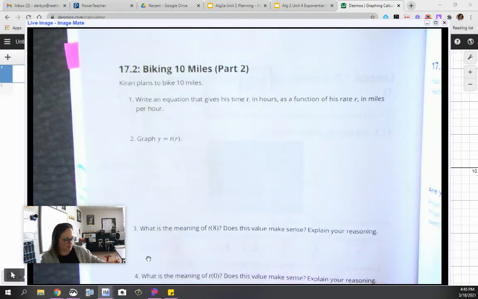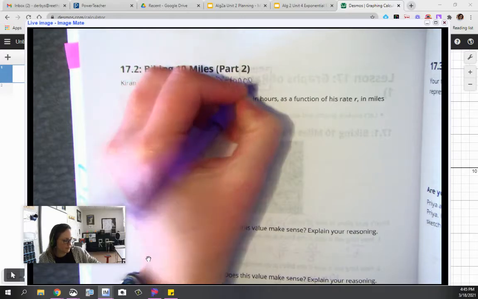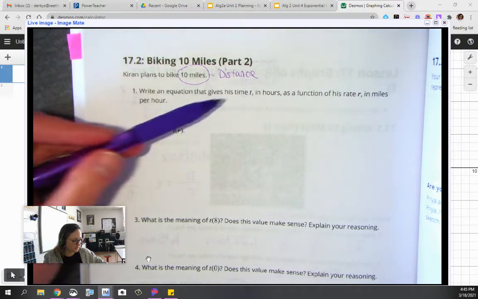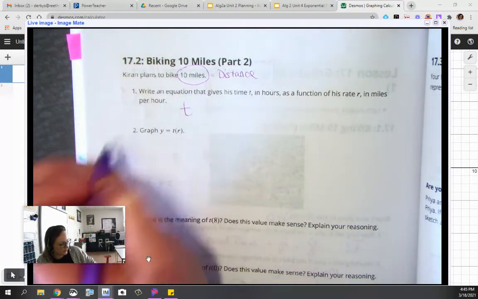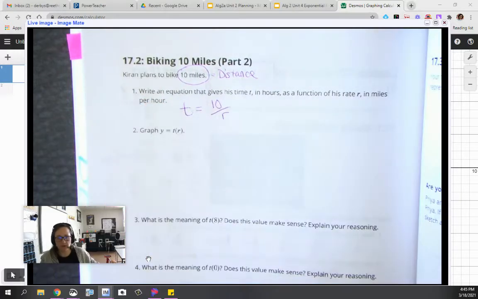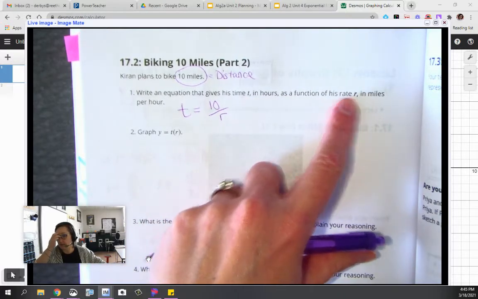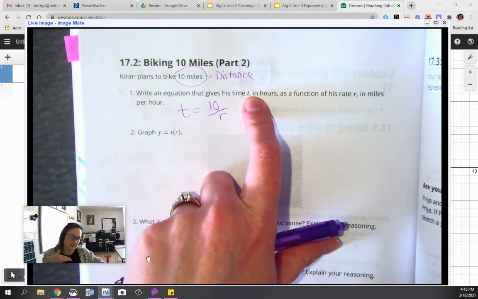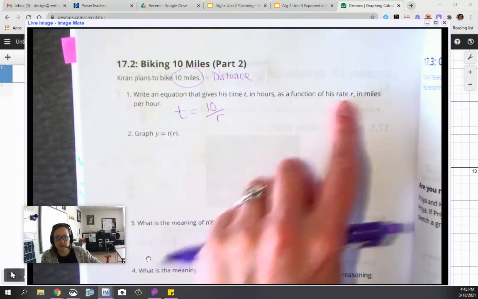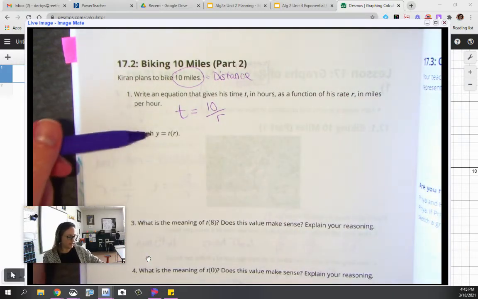17.2 is setting this still at our distance, always a distance of 10 miles in this example. So to write an equation that gives his time in hours, time, as a function of rate would look like this. When it's written like this, to give time as a function of rate, it's saying to get t by itself on one side of the equal sign. And our only variable should be the other one in terms of rate. So rate is their only other variable on the other side of the equal sign. It asks me to graph this.